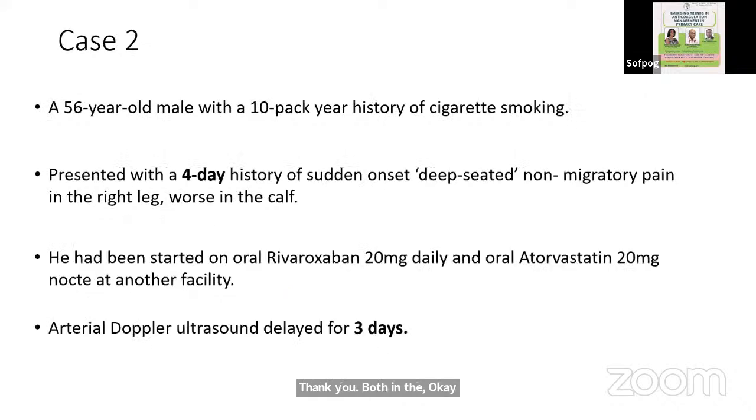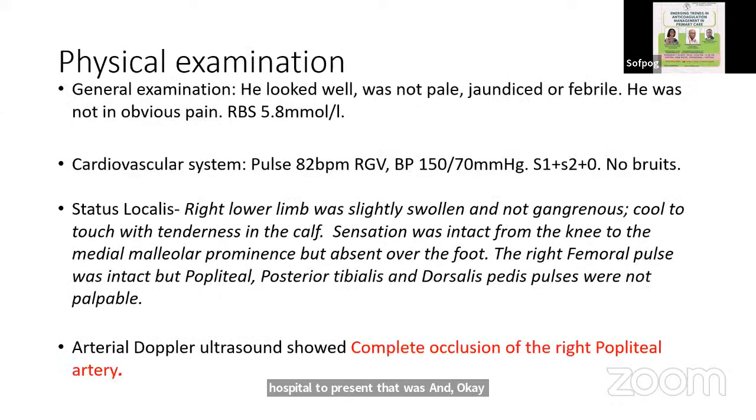For case 2, we had a 56-year-old male with a 10-pack-year history of smoking. He presented with a 4-day history of sudden onset pain in the right leg, which was worse in the calf. The pain had lasted about 4 days before he presented to hospital. The first hospital he presented to put him on oral rivaroxaban and oral atorvastatin, and asked for an arterial Doppler ultrasound scan for further evaluation. It took another 3 days for the scan. Another delay. So he did the scan and brought it to us at the clinic.